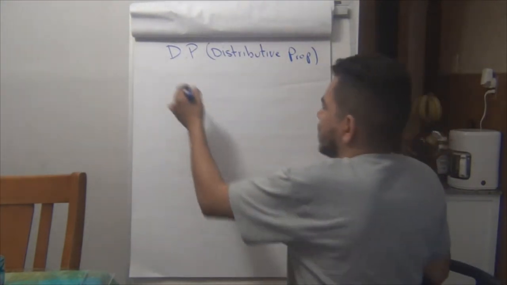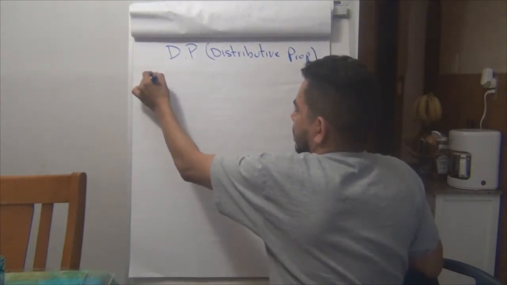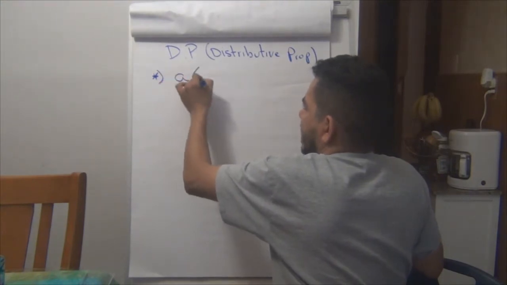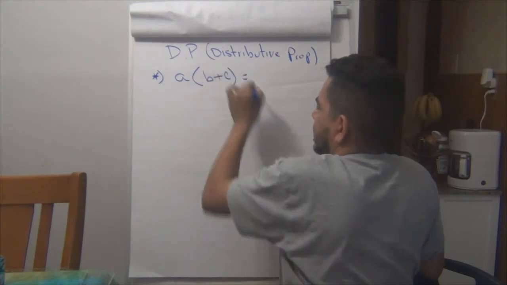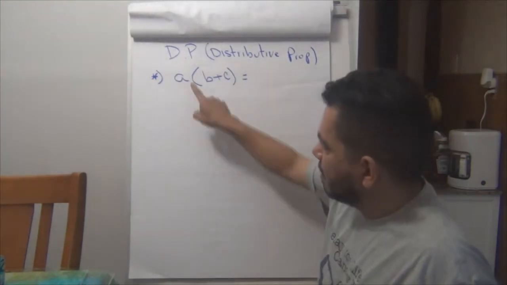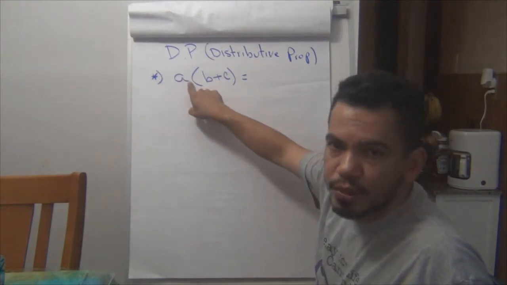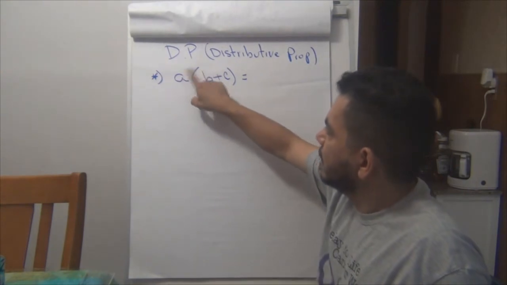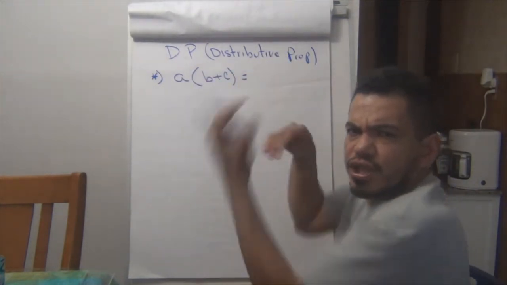What? Easy. It will always look like this: A times (B plus C). You see, there is no plus or minus between the A and the parentheses. That means that you're multiplying straight through. So how do we multiply using the distributive property? Well, distributive means you distribute.